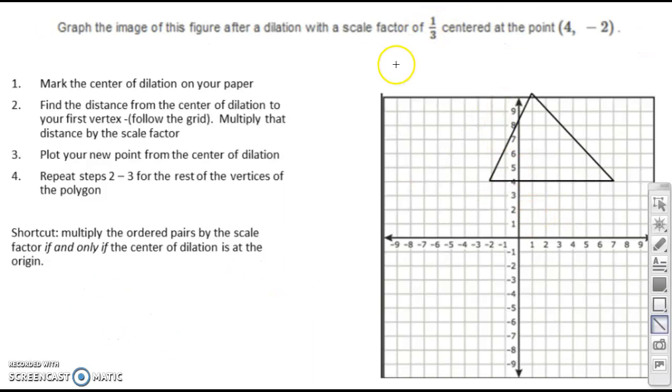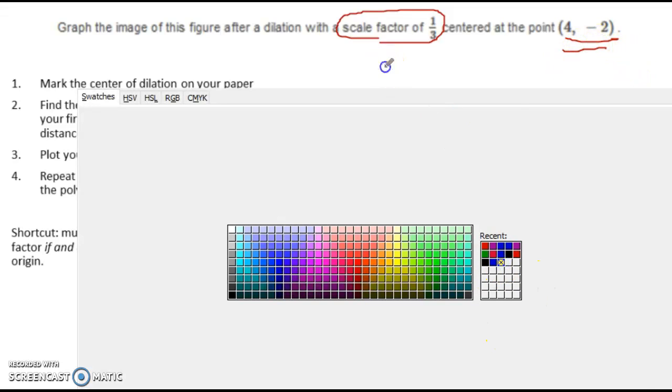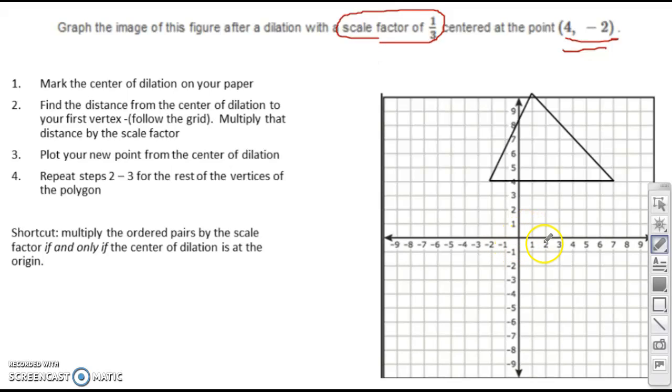All right. This one says, graph the image of the figure after a dilation with a scale factor of 1/3, centered at 4, -2. So our triangle is going to end up being smaller. It's going to be 1/3 of its original size. The first thing we always do is plot our center. So at 4, -2, that's going to be my center of dilation.